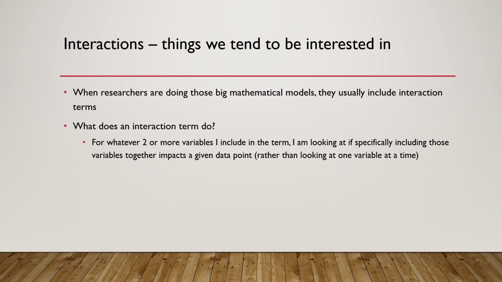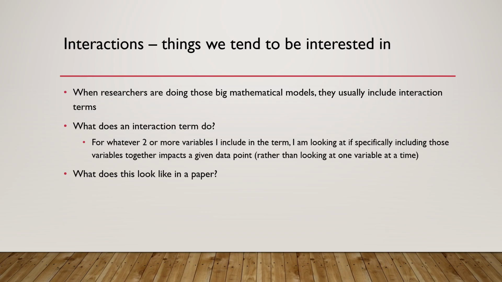So for whatever variables I include, at minimum you need two, because you need two to interact, but you can have three as well. I want to look at specifically when I include those variables together, does it impact a given data point? So rather than looking at my data one variable at a time, like English language learners versus English fluent students, I can make an interaction term by having English proficiency and modality of learning. Did you do remote or in person? Because I have those two together, it becomes an interaction term.